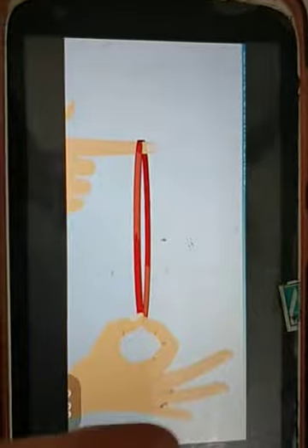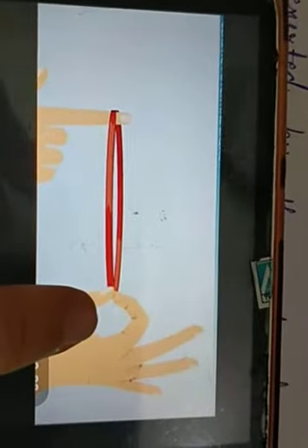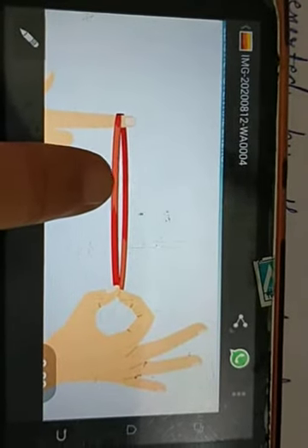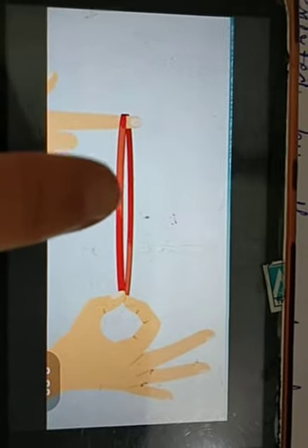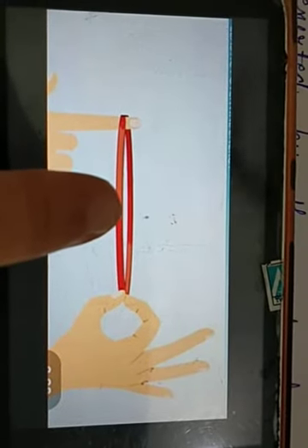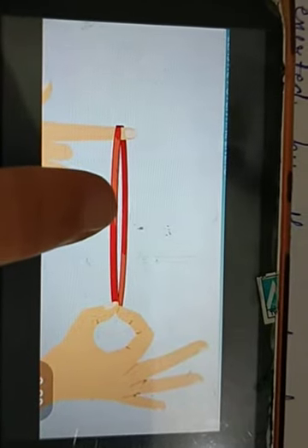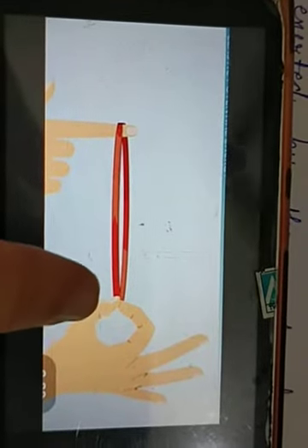So when we stretch the rubber band, its length will increase, and when we stop applying that force, then this rubber band will come to its original position. So this kind of force is known as elastic force. Elastic force means the force that is applied which leads to the change in the length of an object, but when we stop applying the force, it will come to its original position.